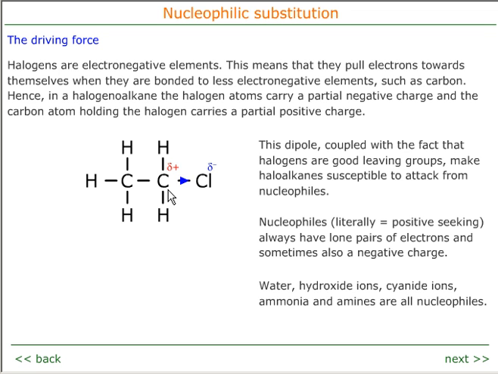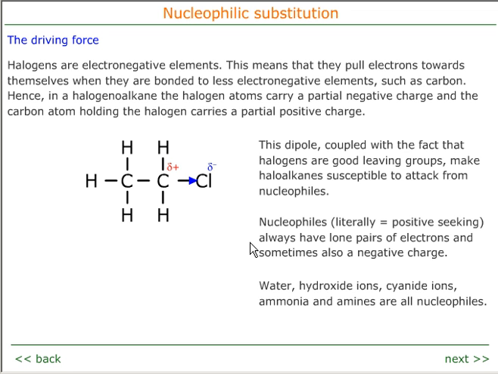Now this dipole means that the carbon atom has a partial positive charge while the halogen atom has a partial negative charge, and this partial positive charge can then be attacked by things seeking a partial positive charge, a nucleophile. Phile means liking or seeking, and nucleo means, well, the nucleus is positive, so positive seeking.